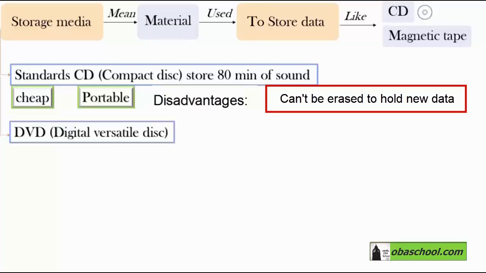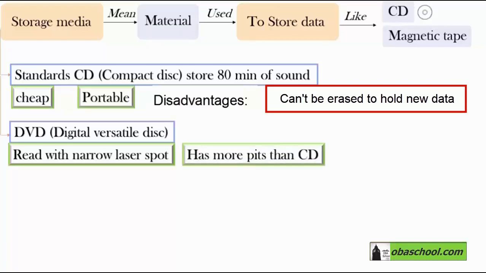Now let's talk about the DVD, which is the digital versatile disc. The DVD is read with narrow laser spots. And some of its advantages are, number one, it has more pits than a CD. And number two, it can hold hours of video.